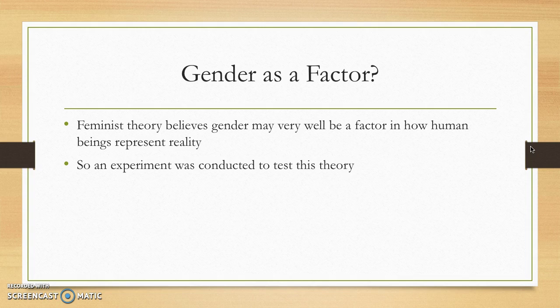Feminist theory believes what gender you are plays a role in how you represent reality. So, an experiment was conducted to test this theory, and participants were asked to analyze pictures for signs of achievement, which would represent individuation, and signs of affiliation, which would represent connectedness. Remember how feminist theory believes that men create meaning through individuation and women through connectedness.